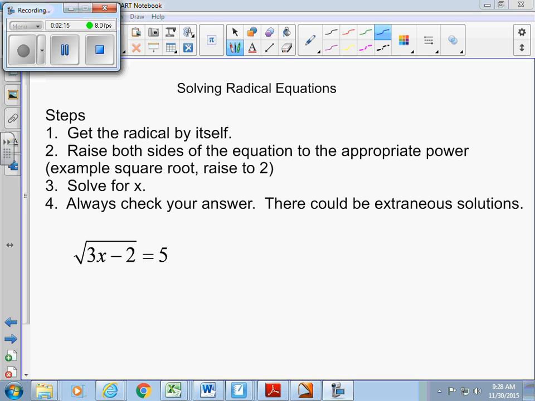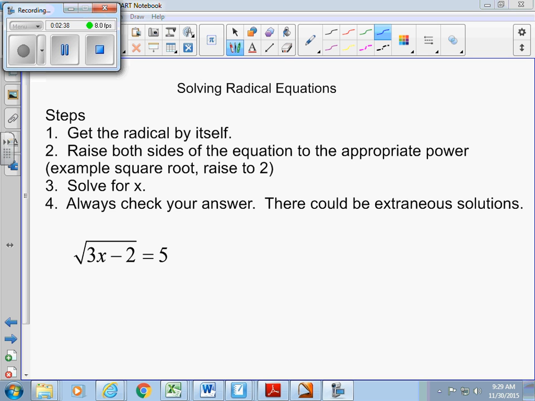To solve a radical equation, just like absolute value or any other equation type that you can solve, the first thing you need to do is get the radical by itself. On the last one, and even on this one, they were already by themselves, but don't forget to do that step. If there's a number in front, divide by it. If there's a plus 5 at the end, subtract it, get the radical by itself.